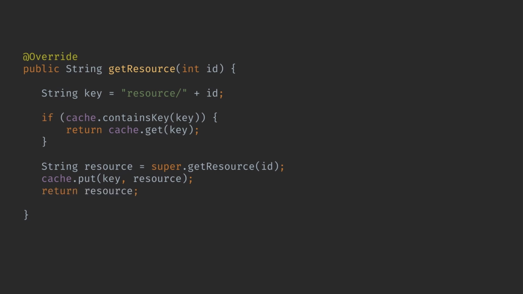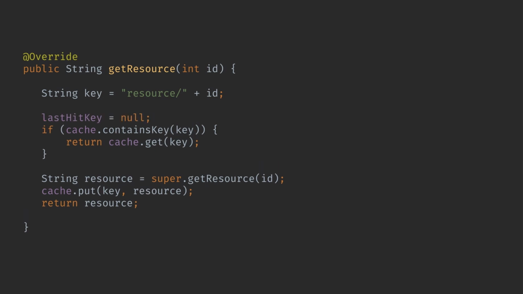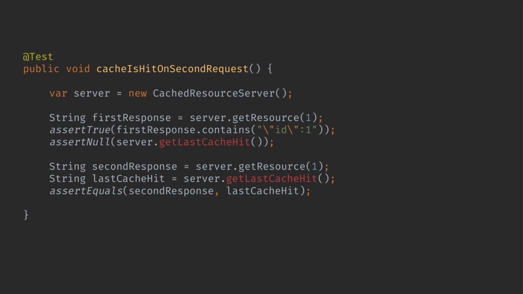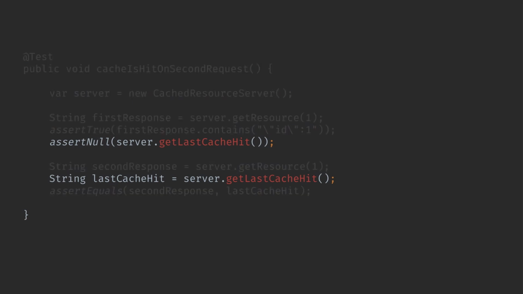The last detail here is to keep track of when the cache is used. So every time this method is called, we reset our last hit key field, and then, if the cache is used, we write the current key to it. If we get back to our tests, there is still this getLastCached method to implement.